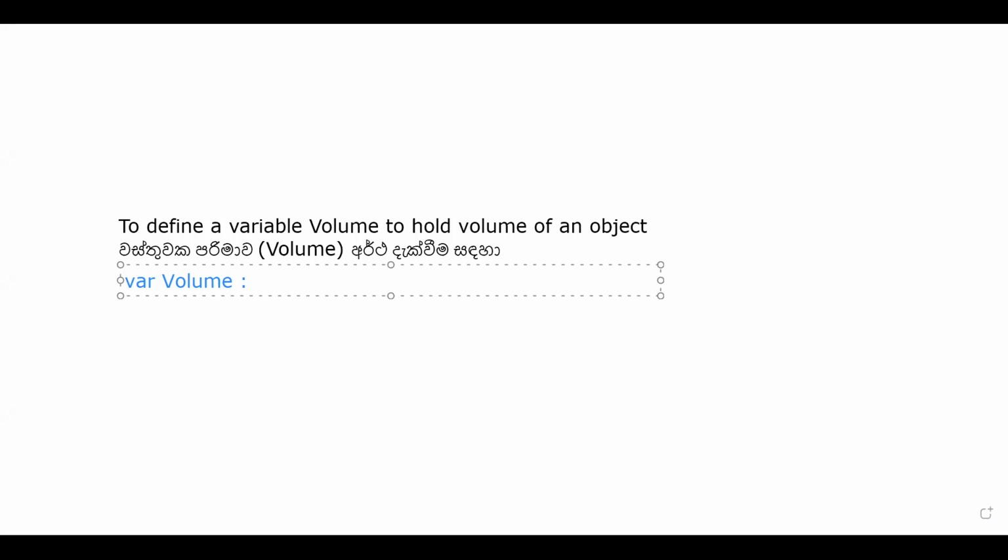When you say volume, can it be an integer value? So usually it should be real, right? Isn't it? Real. Why is it real? Because you can also have decimal places.